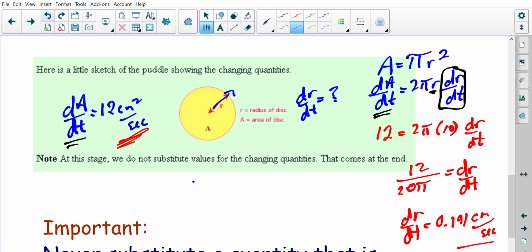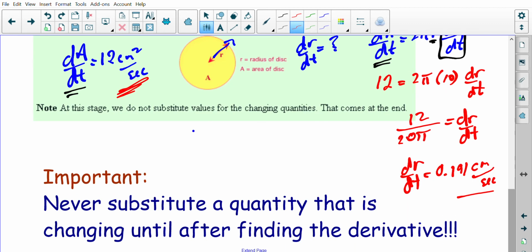Now, one thing that's really, really important when you start doing these problems is you never substitute a quantity that is changing until after finding the derivative. So for example here, the 10, which represented the radius of the puddle. Anytime a student does this, I always ask one simple question: is the 10, that measurement, the whole question? If it is, you're allowed to fill that number in before you take the derivative. If it's not the whole question, you must wait until after you take the derivative, because then you're dealing with rates of change, dr, dt's, and then you can do your substitutions.